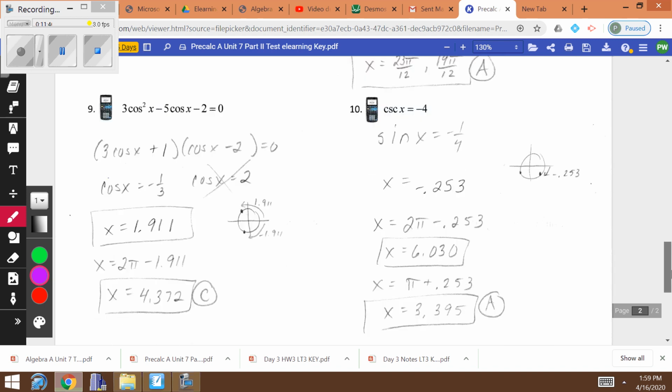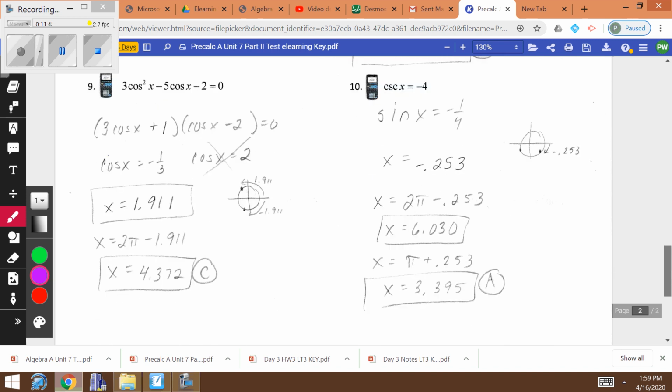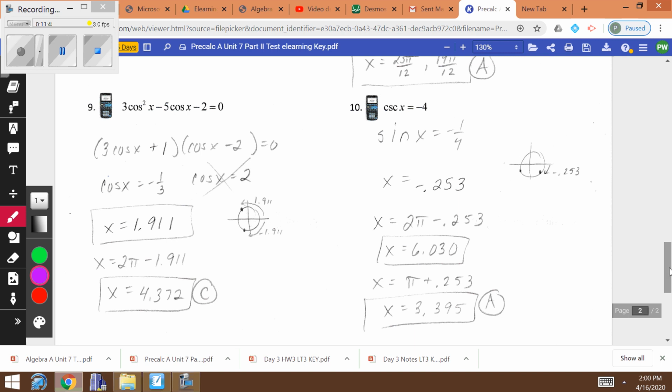All right, last two. Number 9 was a commonly missed one. I didn't necessarily make a lot of comments on it because I think it was a little bit more straightforward once you know what the answer is here. Most of you were good at going through and factoring it. Some of you used the quadratic formula, which is totally fine, but either way we get cosine of x is -1/3 and cosine of x is 2. Cosine of x cannot equal 2. Cosine of x can only be between -1 and +1, so we don't have to worry about that. So really we're just looking at this part here. Now here's the key on this one.